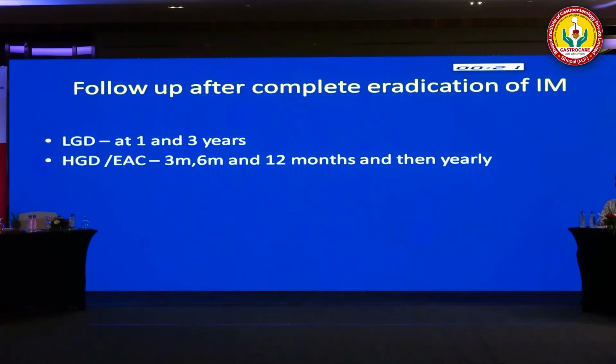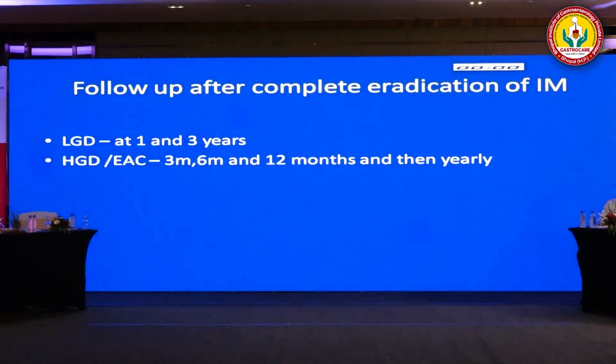So what is the protocol for following up? If you have low-grade dysplasia, you follow them up at 1 and 3 years. If you have high-grade dysplasia or cancer, you need to do a very close follow-up, 3 monthly, so for the first 1 year and then once a year. So the message is, Barrett's is precancerous. If you pick up dysplasia in Barrett's, dissect that area, ablate the background Barrett's, whatever technique that you have, and follow them up. This is most important. It's not a one-time procedure, but you need to follow them.